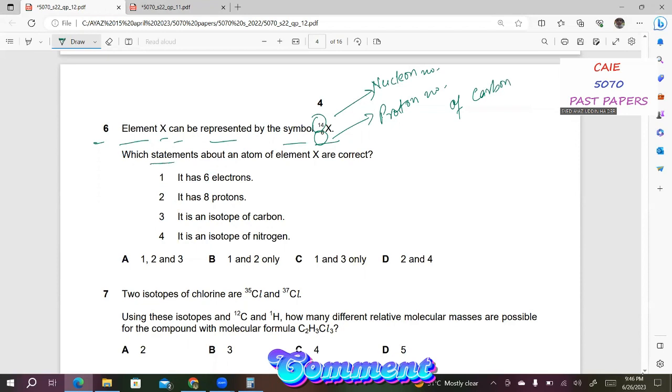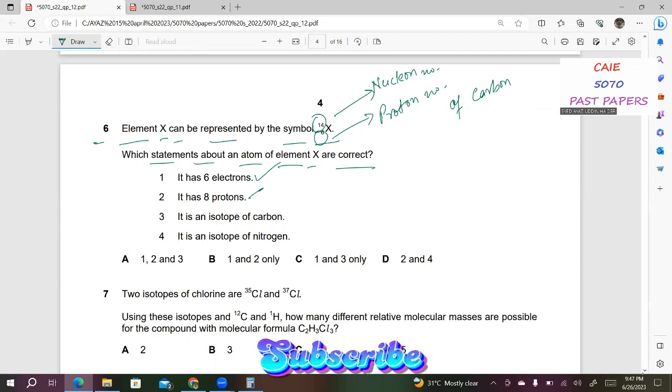Which statements about an atom of element X are correct? Number 1, it has 6 electrons. Yes, it must have 6 electrons. Proton number 6 means, and the particle does not carry any charge, so it must have 6 electrons. Number 2, it has 8 protons. This is wrong because the proton number is 6, it does not have 8 protons. 2 is wrong.